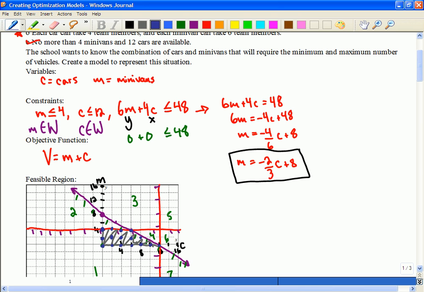Minivans, we have 4. That's only 24 of the people. So if I was just to use this one, there'd be 24 people without a ride, which would be awesome if it was our team, because then we'd probably win, right? But anyway, okay.